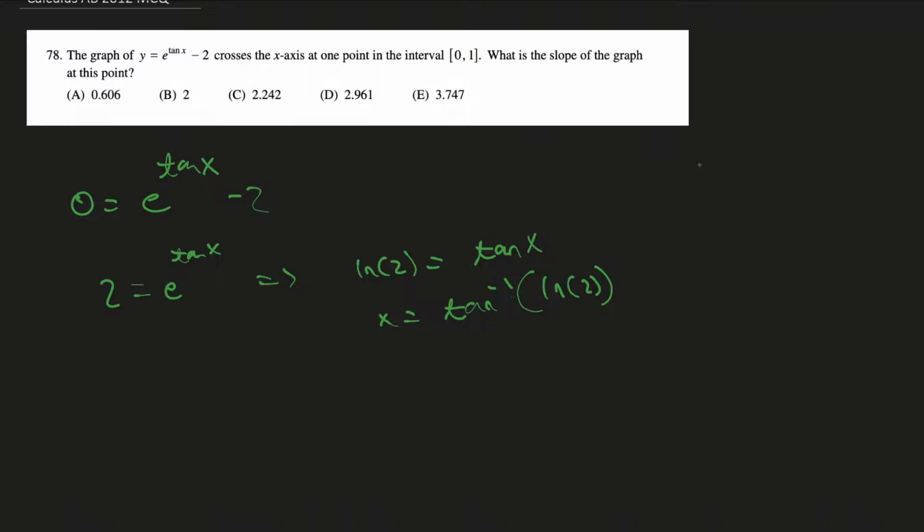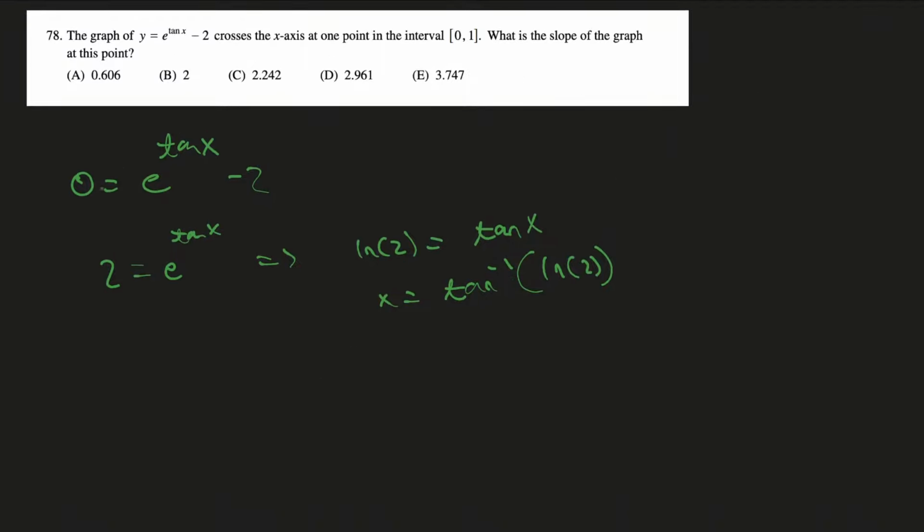This is the point where it crosses the x-axis, so then you just have to go on your calculator, type in the derivative of e to the tan of x minus 2, and figure out the derivative at tan inverse of ln of 2. That's how you do it. The calculator tells you the derivative at this point. So when I plug this in, this tells me the answer is D.